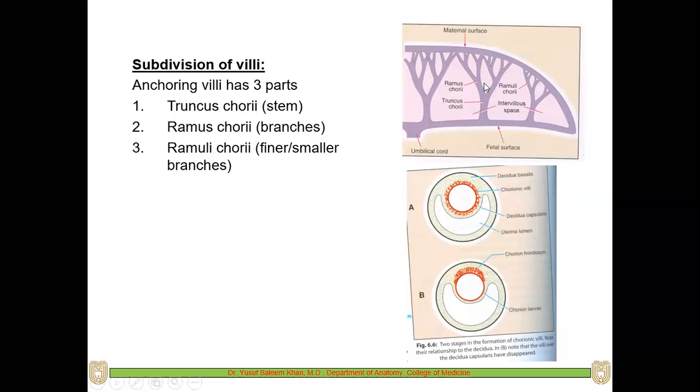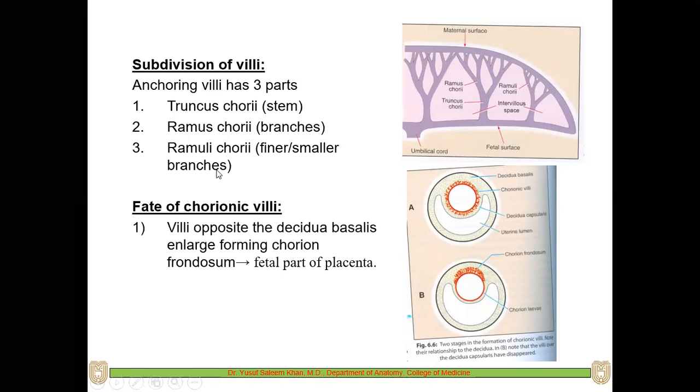So depending on the size of the villi, the parts of the villi are divided into three parts: truncus chorii, which is the stem; rami chorii, which are the main branches; and ramuli chorii, which are the finer or smaller branches. Then I have already told about the chorionic villi.